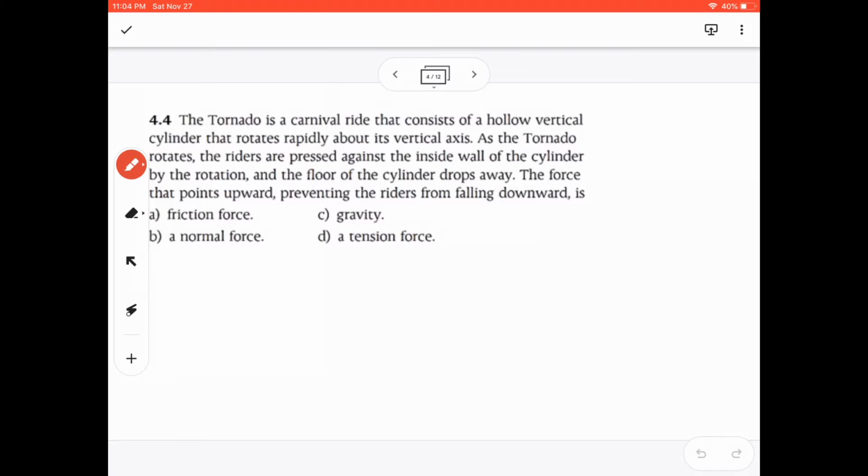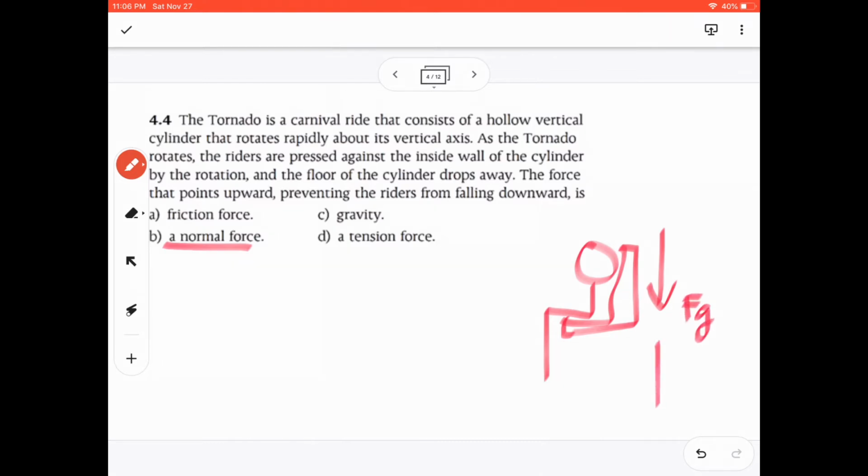Your tendency to answer this is that you're going to choose normal force, because we know that if you are sitting, let's say, on a chair, then you're exerting a force towards the chair, and that's your weight Fg, and the chair is exerting also a force against Fg that is equal to it but opposite, and that's the normal force Fn. But in this case, that's not what's happening.